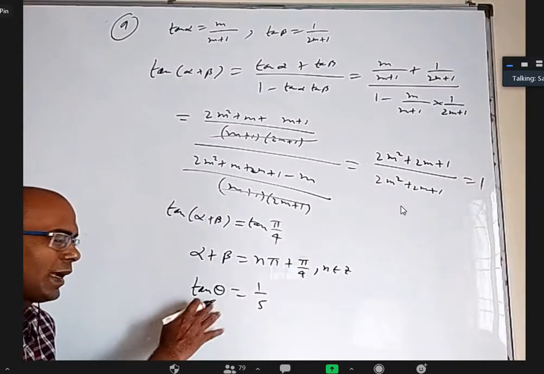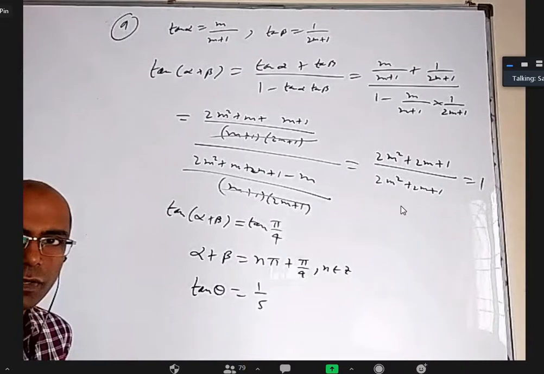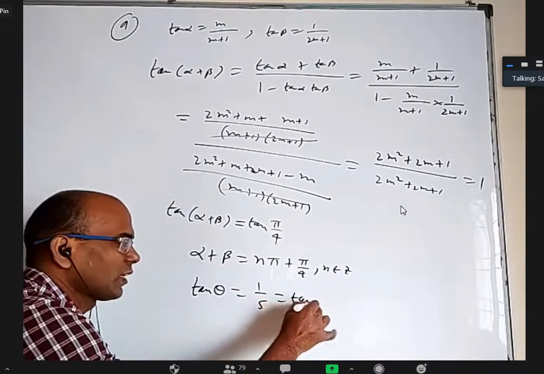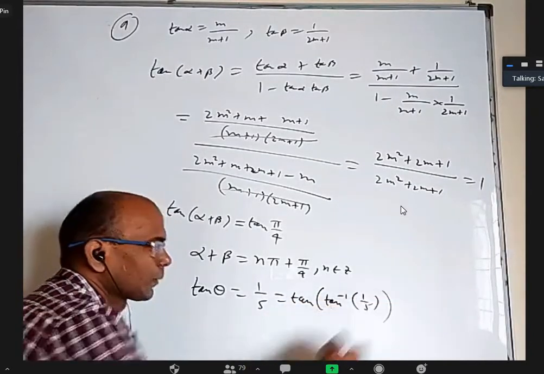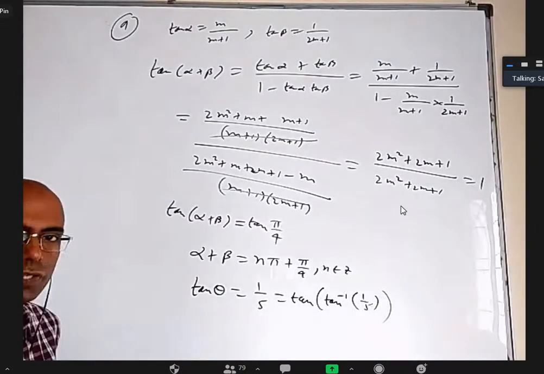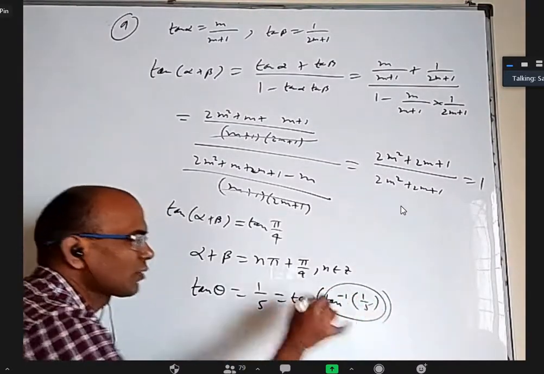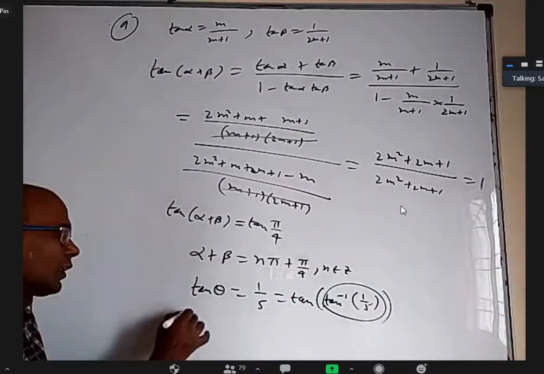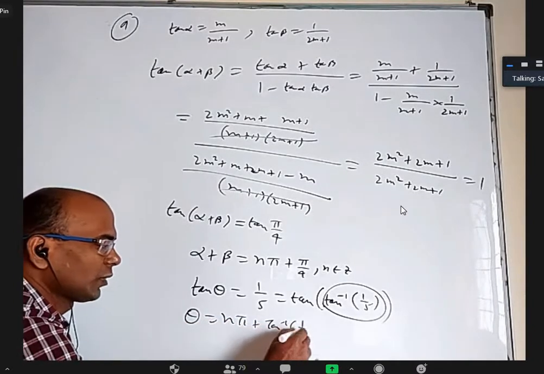Okay, we know there is some angle which will give 1 by 5, but it is not one of the known angles like 30 degrees, 40 degrees and all. Then how do you write the solution? We have to write this 1 by 5 as tan of tan inverse 1 by 5. One angle that is a solution for this is tan inverse 1 by 5. Now that tan inverse 1 by 5 is your alpha. After tan theta equal to tan alpha, theta equal to n pi plus alpha. So n pi plus tan inverse 1 by 5.